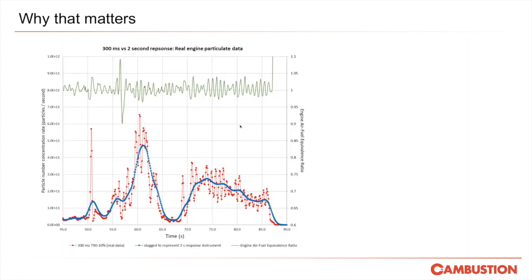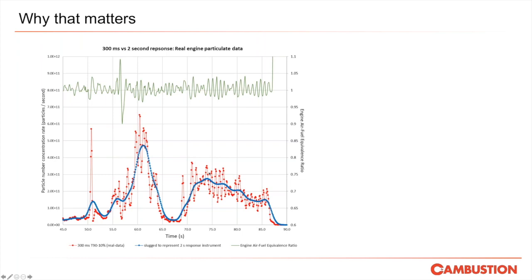And why does that actually matter then? What could you hope to see with a faster response system? Well, in red here, we have some real engine data from a gasoline engine. This is DMS particle concentration given in red. At the top, we have the fuel air equivalence ratio, lambda, measured with a lambda sensor. You can see this is under closed loop control, it's oscillating. You can see those oscillations in the red DMS data. Each of these dots is at 10 hertz, and you can see those oscillations.